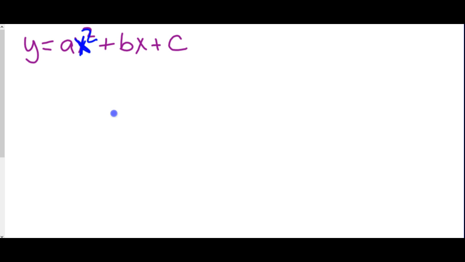The graph of a quadratic, that's a really bad line, I'm going to read it out.